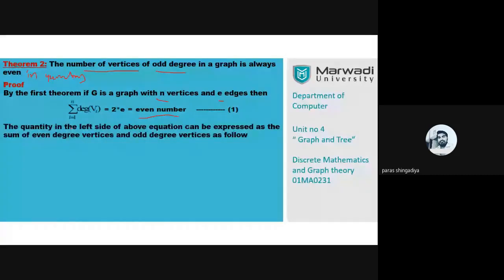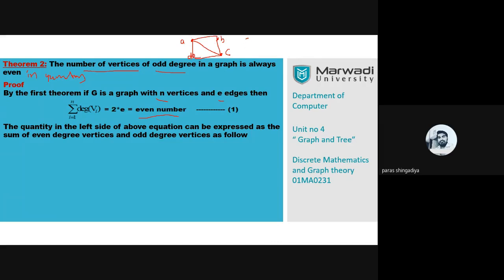And now the quantity on the left hand side. This quantity, sum of i from 1 to n degree of vi, can be expressed as a sum of even degrees plus a sum of odd degrees. Let's take one example here. There are 4 vertices in the graph, 1, 2, 3, 4, and let us take 5 edges. It is vertex A, vertex B, vertex C, and vertex D. There are 4 vertices and 5 edges.